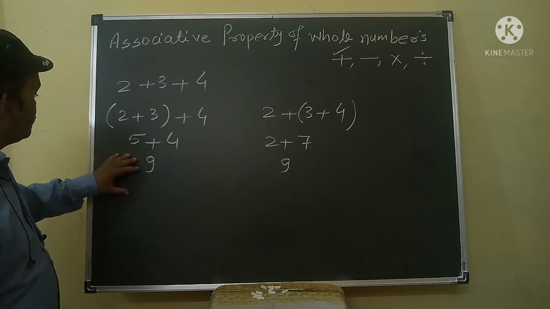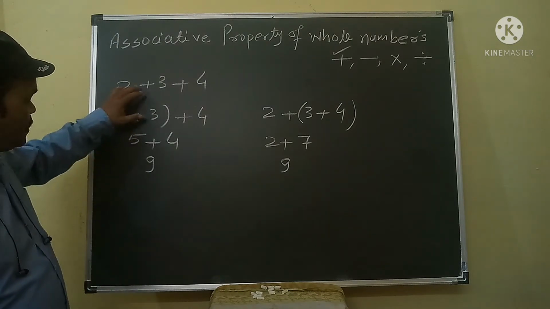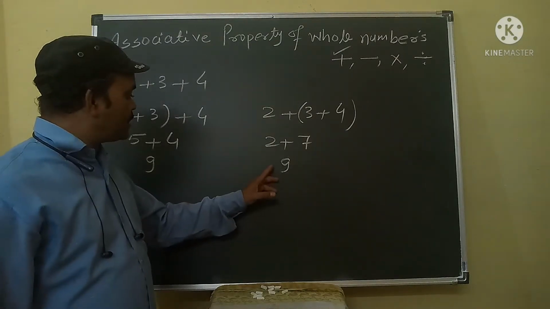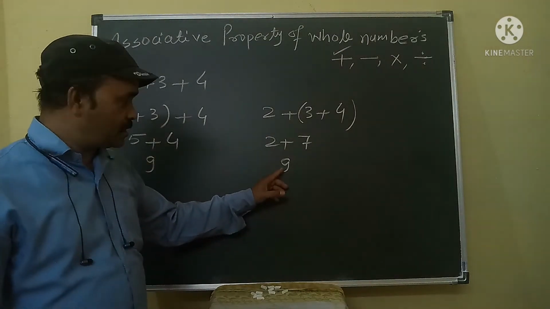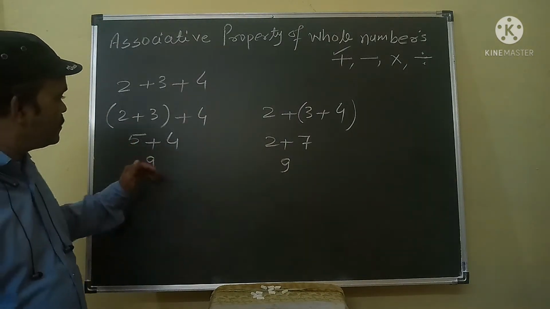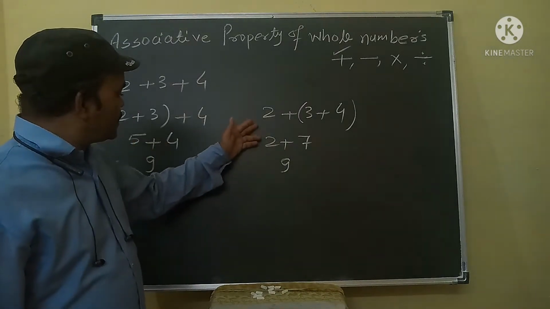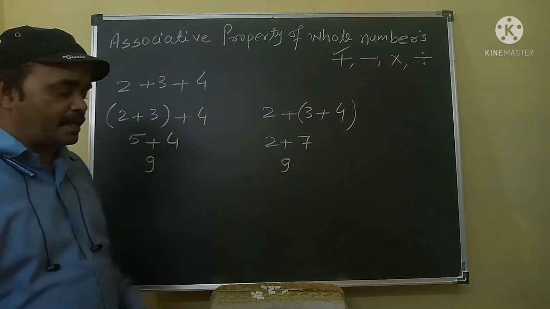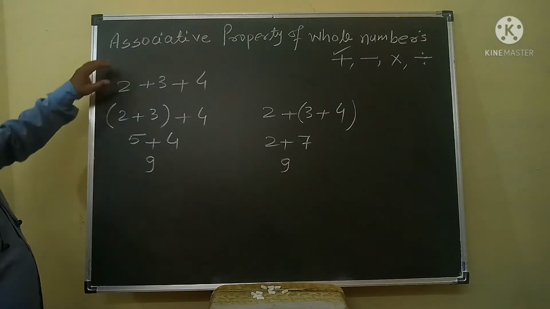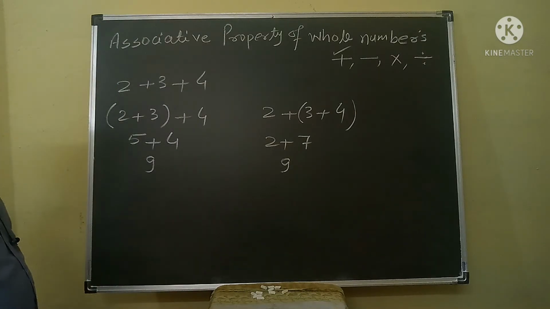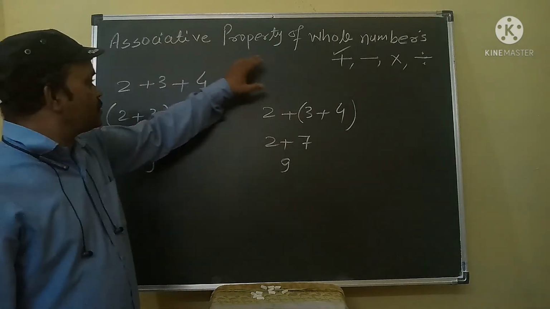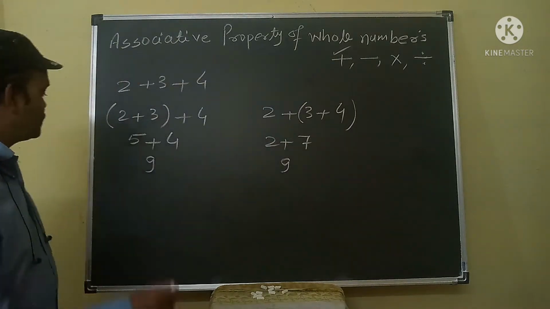In the first method, what are you getting? The result is 9. In the second method, what are you getting? The result is 9. That means whole numbers are associative for addition.